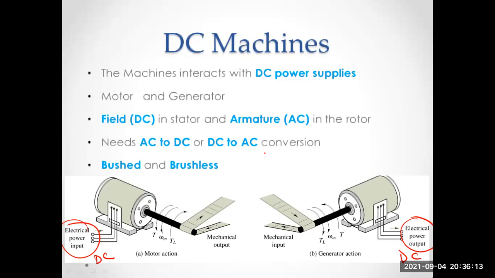But nowadays we have another option. We can have a DC machine without the brush also, and that is called the brushless DC machine, BLDC machine. Okay. Now, can you tell me how it is possible, brushed and brushless, how it is possible without a brush?